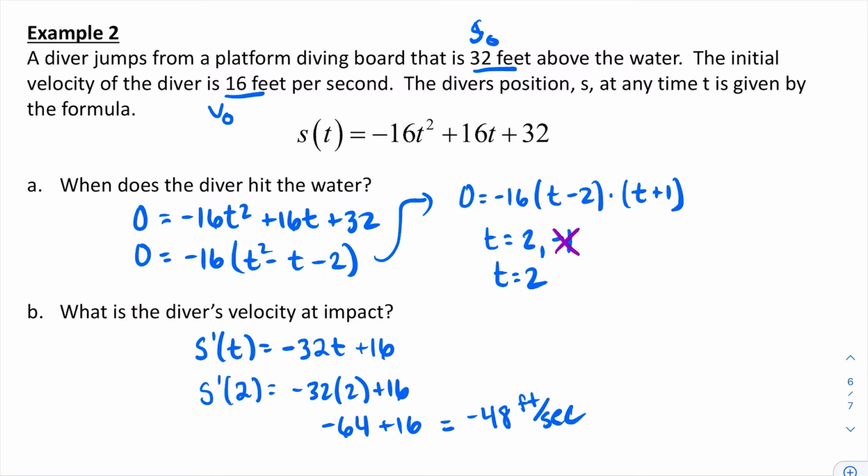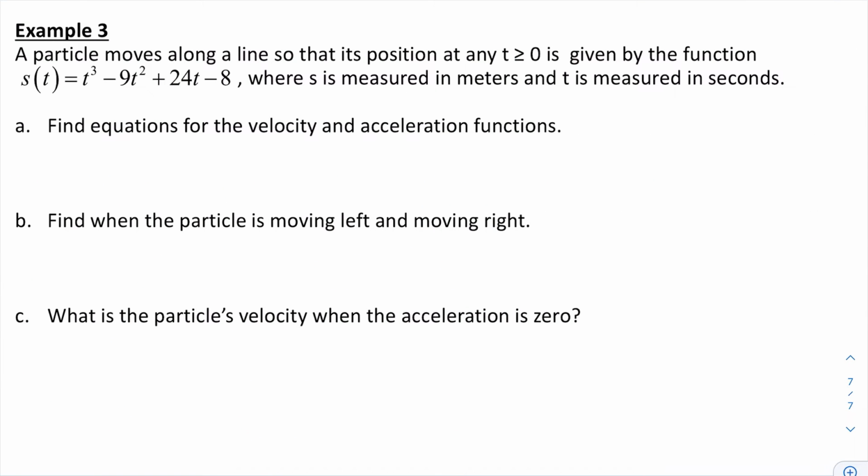Okay, example 3. A particle moves along a line so its position is given by this function. Quite honestly, this is more typical of what you're going to see, more typical of what I'm going to give you. I'm going to give you a position function. And then we're going to have to find a bunch of stuff with this, okay? So find the equations for the velocity and acceleration. So my velocity is the derivative of position, which is that function. I forgot to take the derivative of the next term.